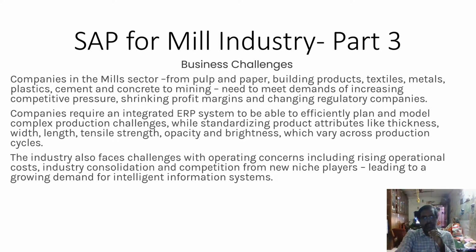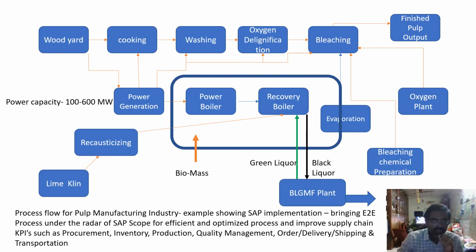So now let's move on to an overview of the pulp industry. From the forest you are getting raw material, or in some industries like, say, ITC paper boards.